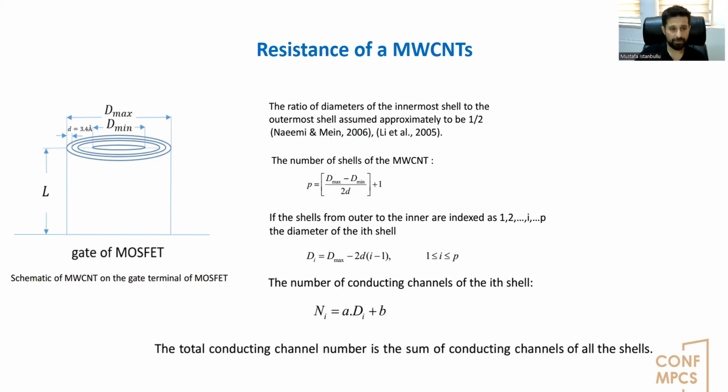The ratio of diameters of the innermost shell to the outermost shell is assumed to be approximately 1/2. Thus, the number of shells P of the carbon nanotube can be determined by this first equation. If the shells from outer to inner are indexed as 1 to P, the diameter of the ith shell is given by the second expression. Therefore, the total conducting channel number in a carbon nanotube is the sum of conductive channels of all the shells.